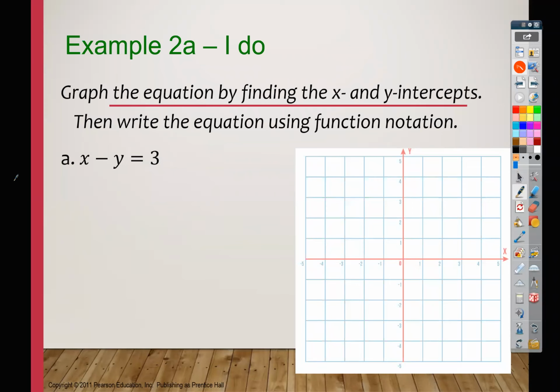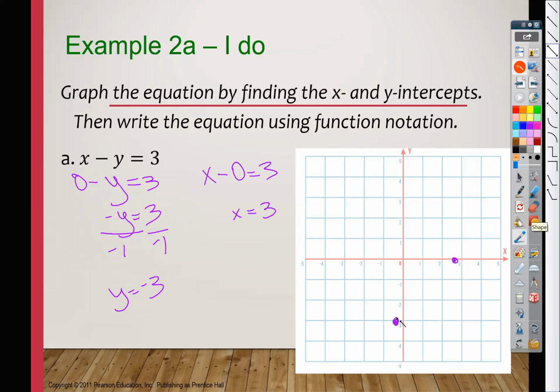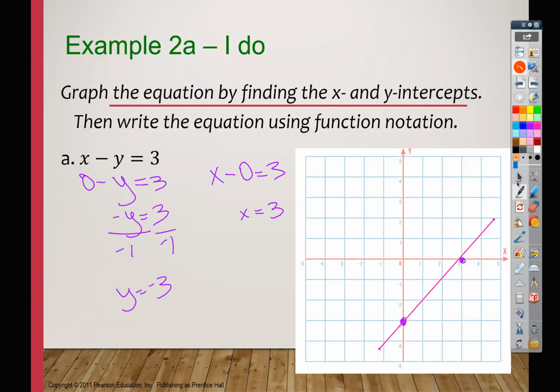So if I plug a 0 in for x, I will get, remember, divide by -1. So I get y equals -3. So if x equals 0, y equals -3. If I plug a 0 in for y, I get x equals 3. So x equals 3, y equals 0. And then I'm going to graph that between these 2 points. There we go.